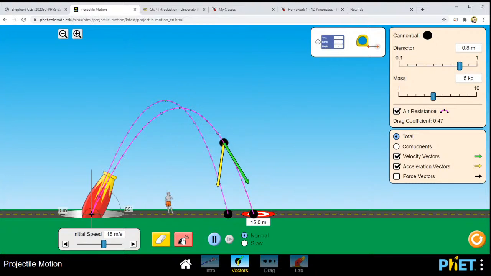Fire. Oh, I have air resistance on. Let's try that again.